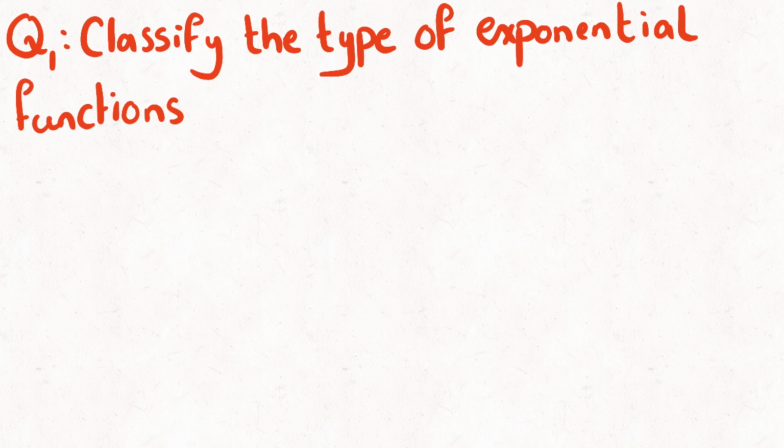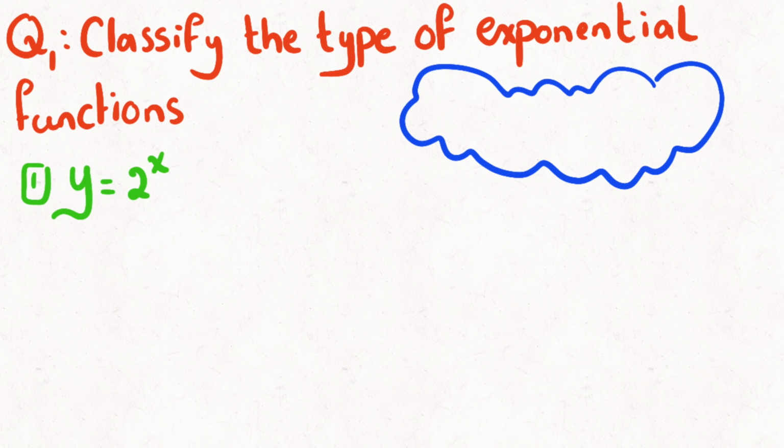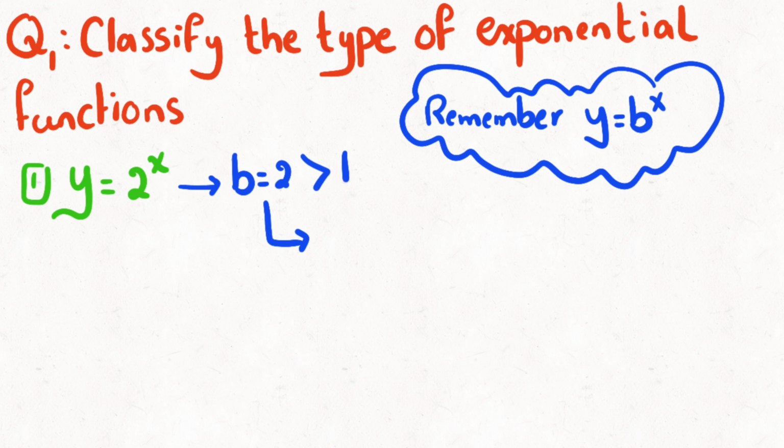Type 1 of questions is to classify a given exponential function, and we start with the first one, y equals 2 to the x. Keep in mind that the parent function is b to the x. Thus, in this case, b equals 2 and it's greater than 1. Thus, it is an exponential growth.